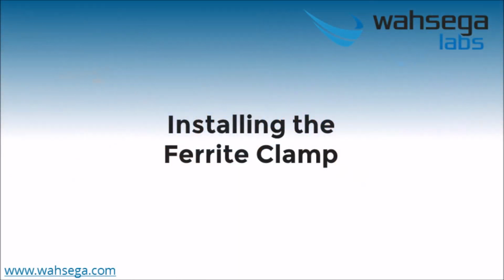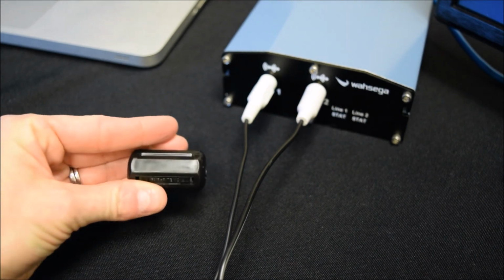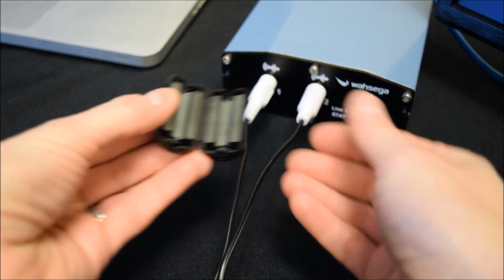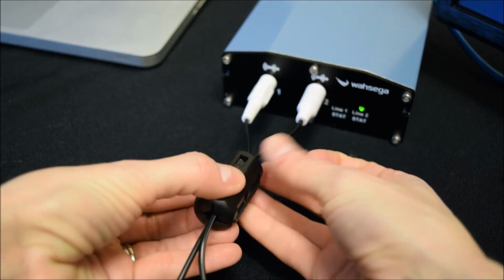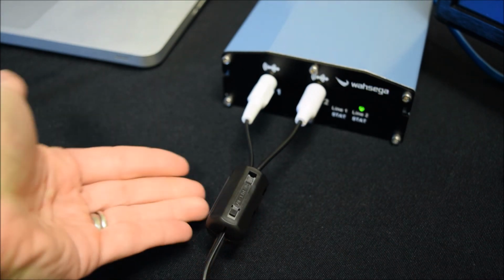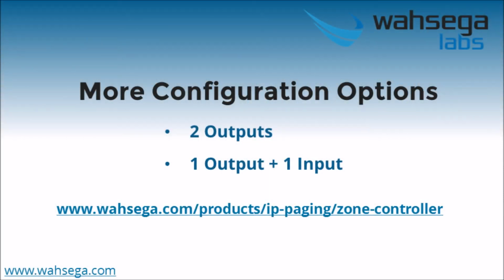Finally, we'll install the ferrite clamp. The ferrite clamp is an EMI filter that ensures optimum sound quality by suppressing any line noise that might be present. Place the clamp within 4 inches of your connectors, position the cables in the indention, and snap it shut. This guarantees the best possible sound quality for your application. We've now completed the installation of your 2-input zone controller. More options for the same zone controller include 2 outputs or 1 output and 1 input. You can see more information on those configurations at wahsega.com.